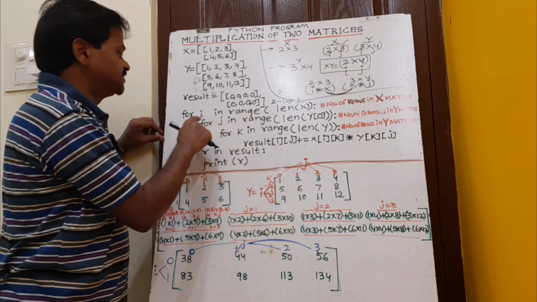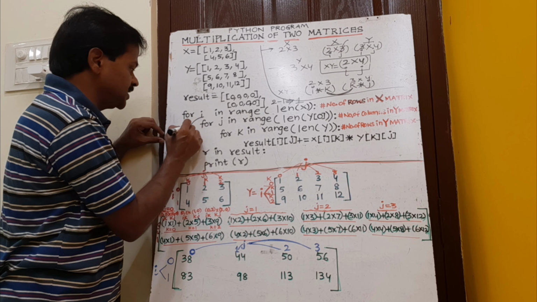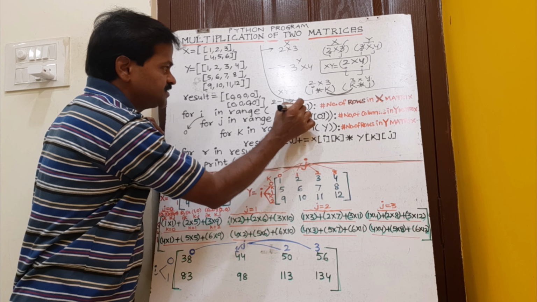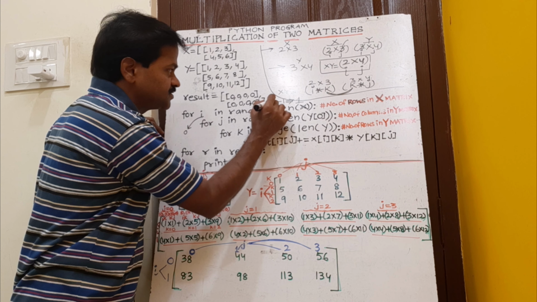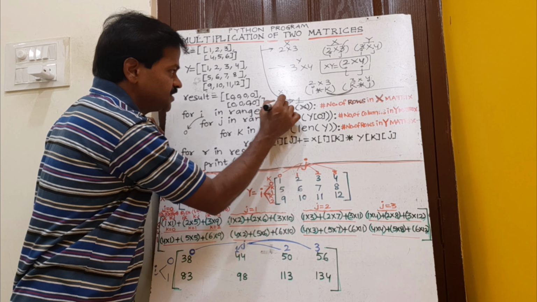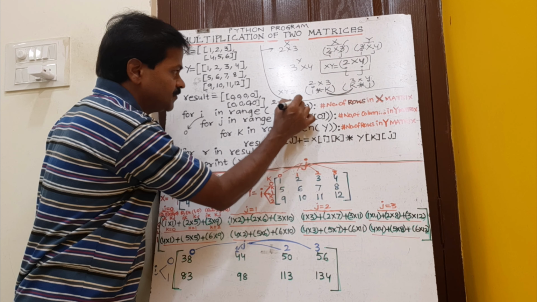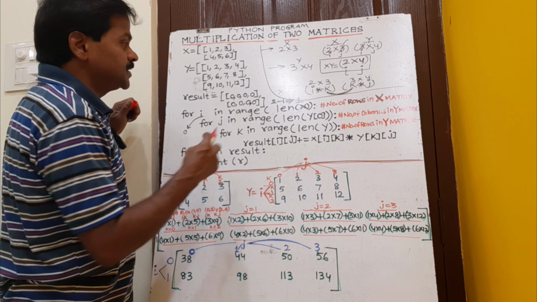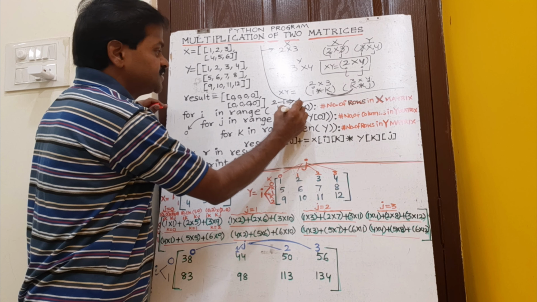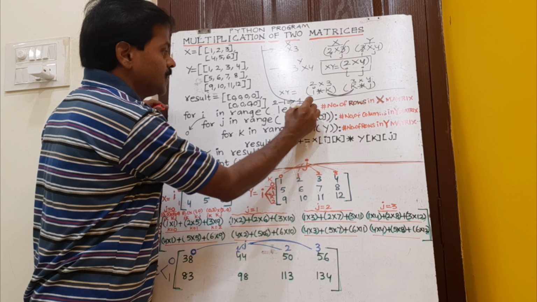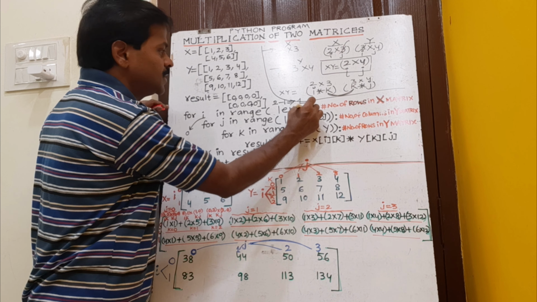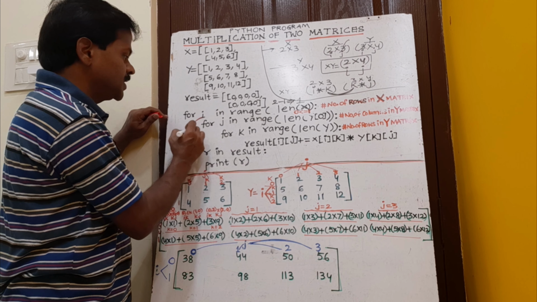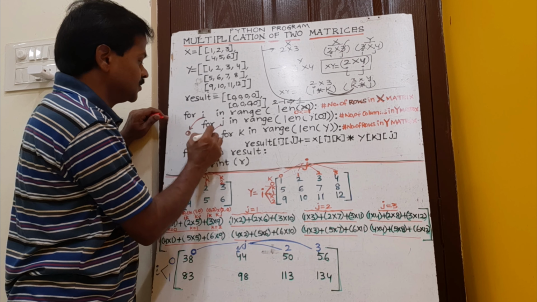Here this is the initialization, and by default the initialization will be 0. The condition is the X matrix rows, which are 2. The formula is condition minus 1, that is 2 minus 1 is 1. So we will check: 0 less than or equal to 1. Yes, by default my I value is 0.